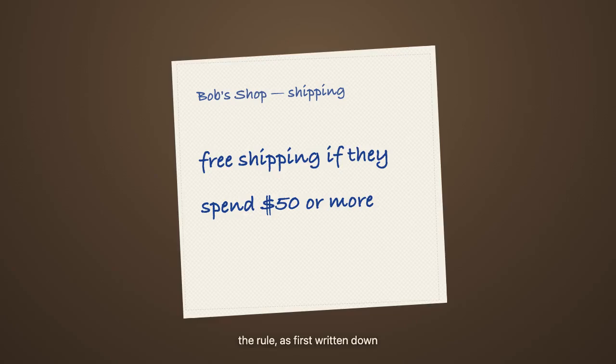And like so many rules before it, it starts on the back of a napkin or a post-it note, in pen: free shipping if they spend $50 or more. That simple note is now the single source of truth for Bob's shop, and honestly, it's not a bad one, right? I mean, you can read it. You can hand it to someone. It's really easy for everybody to agree on what it says.